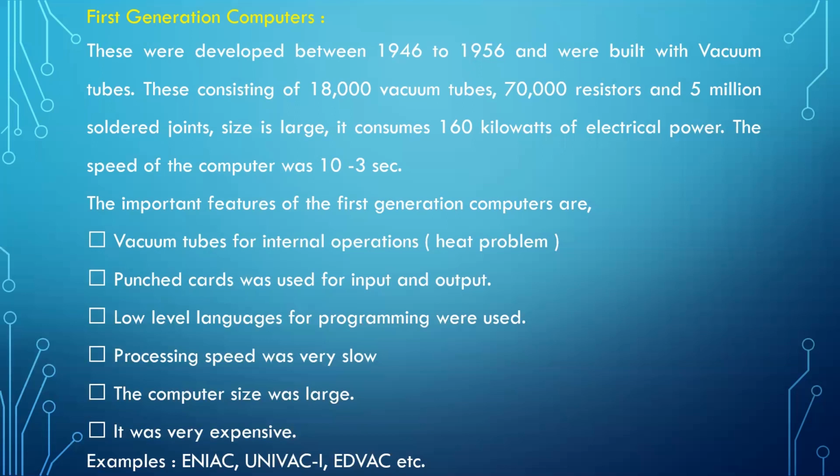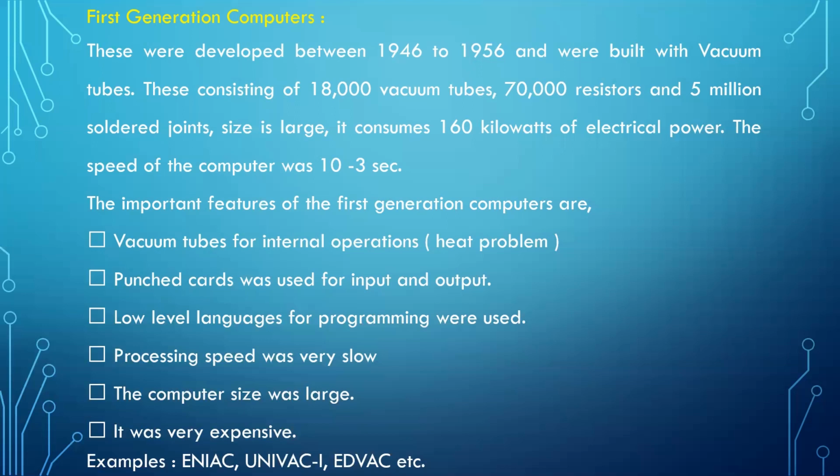Next feature: punching cards were used for input and output operations. If you remember, in 1802 a person called Jacquard showed us the automatic weaving loom concept by using punching cards. We are using that technique here. What are we doing for input and output operations? In the first generation, by using punching cards we are performing input output operations.